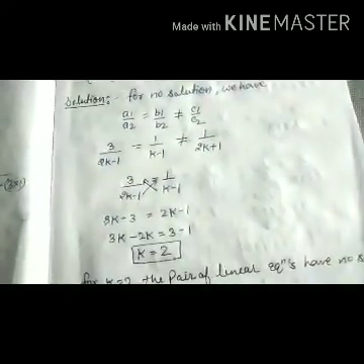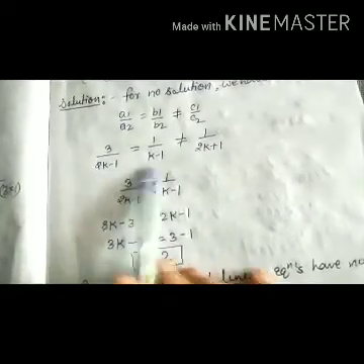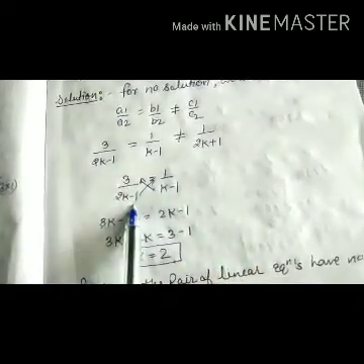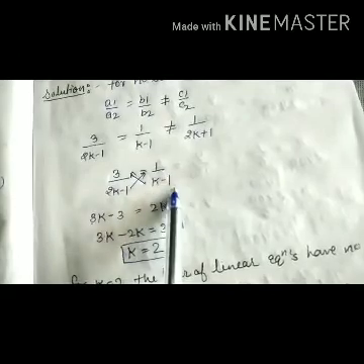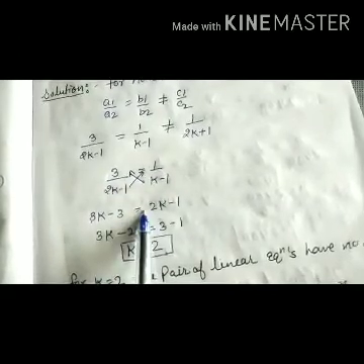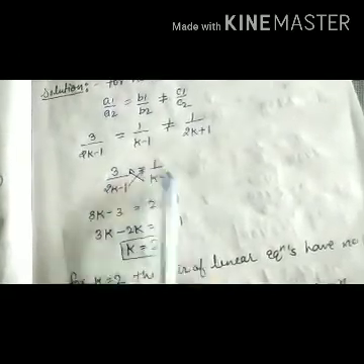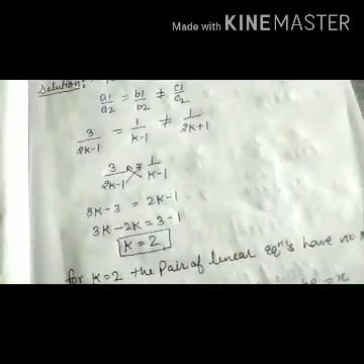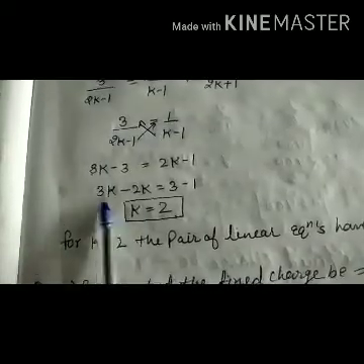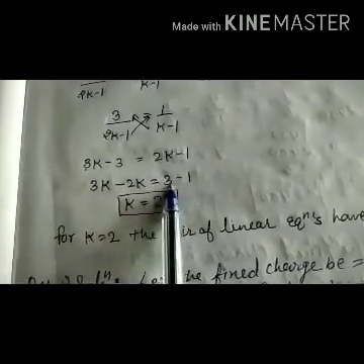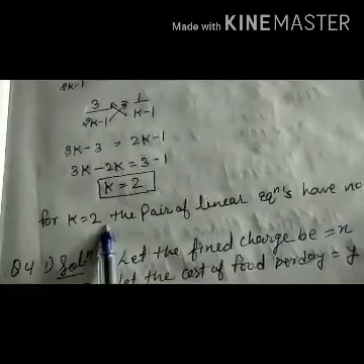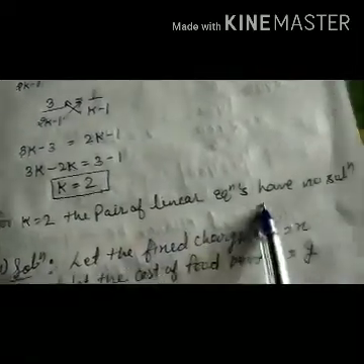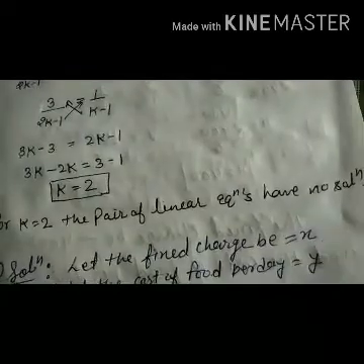Now we will take the first two conditions here because both these are equal to one another. So 3 upon 2k minus 1 is equal to 1 upon k minus 1. Cross multiplying, we get 3k minus 3 is equal to 2k minus 1 multiplied by 1, that is 2k minus 1. Now 3k minus 2k is equal to 3 minus 1. So k is equal to 2. So for k equal to 2, the pair of linear equations has no solution.